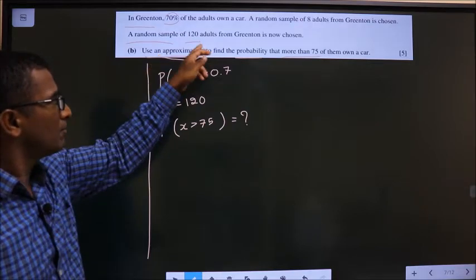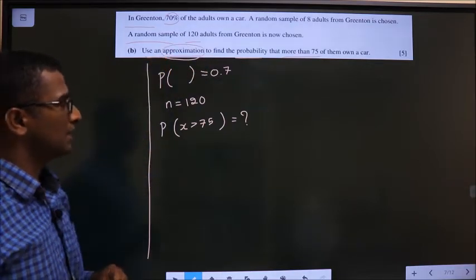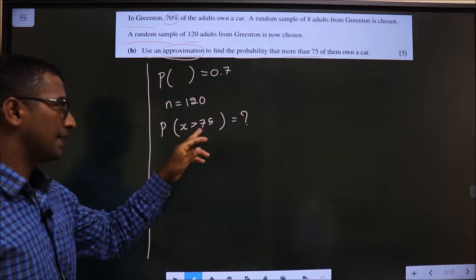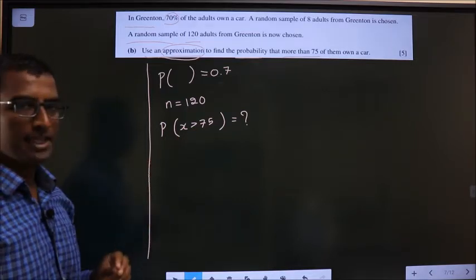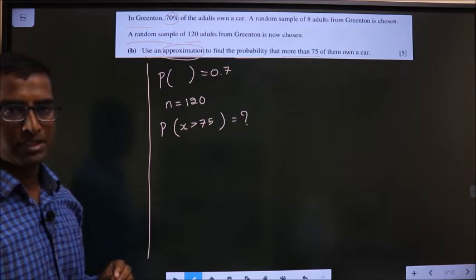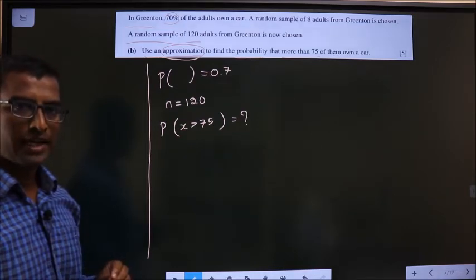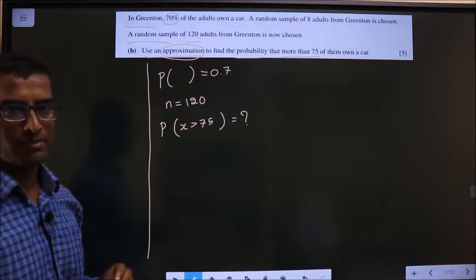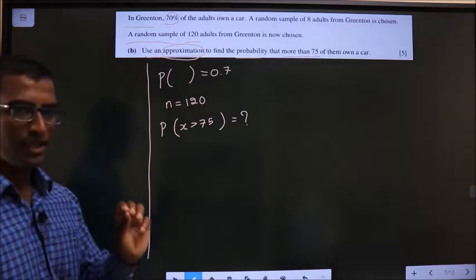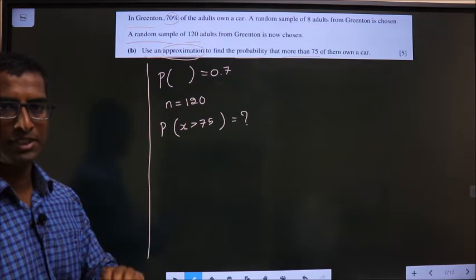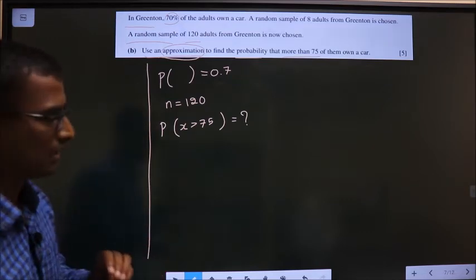Now you have to use an approximation, and here x is greater than 75. Since x is greater than 75, I cannot use the binomial distribution. So I have to go with the normal distribution. Clear with that point? Now, in every normal distribution question, we have to make use of this one.